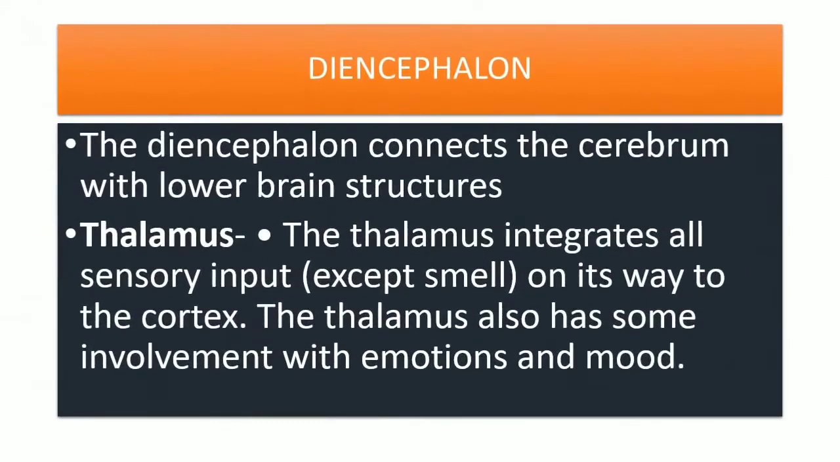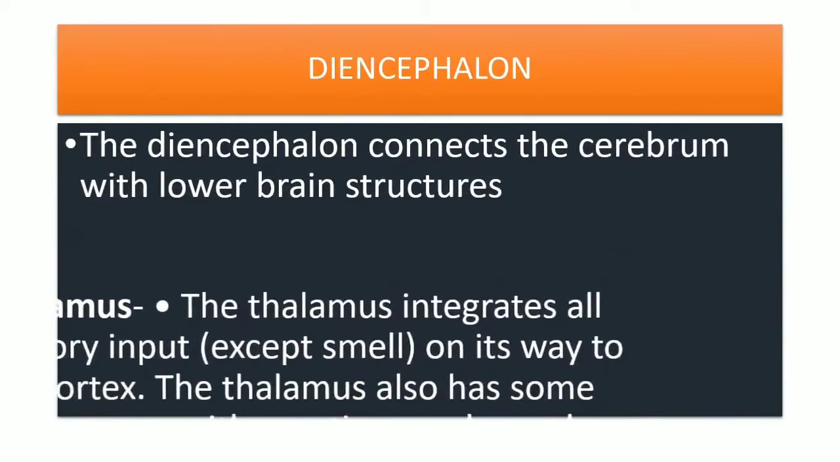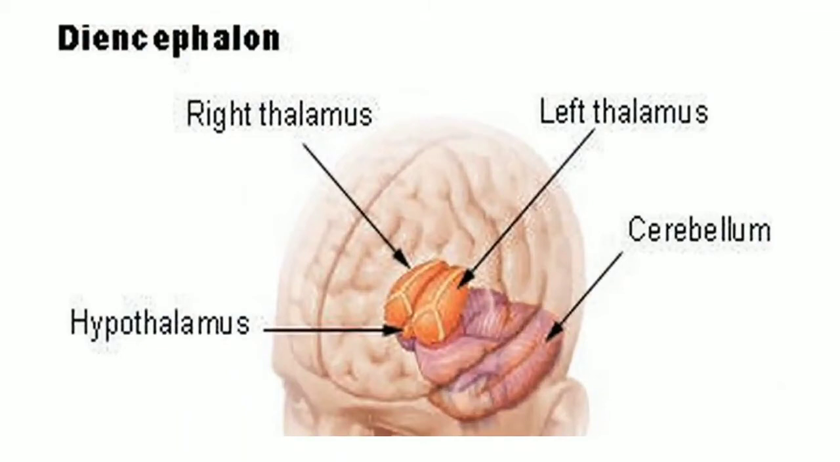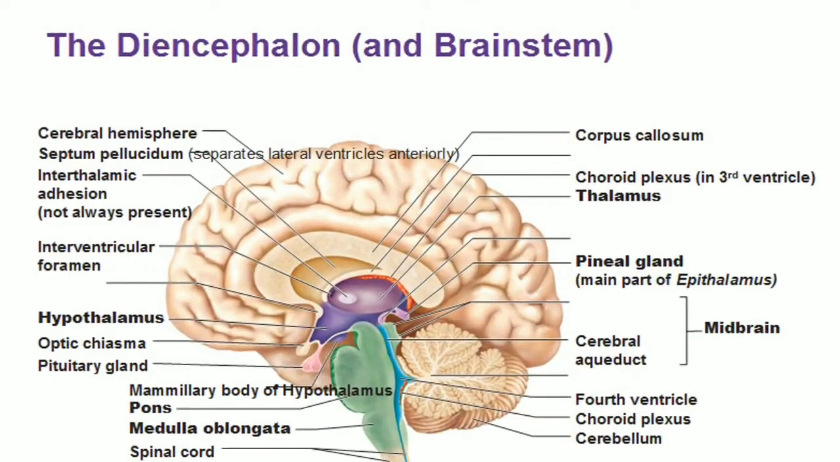Then moving on, the diencephalon is connected to the cerebrum and lower brain structures. The diencephalon consists of the left thalamus, hypothalamus and right thalamus. It is just for your knowledge. It will not be given in your book, but for your extra knowledge you need to know and be aware of this.